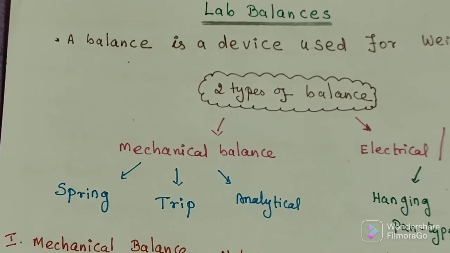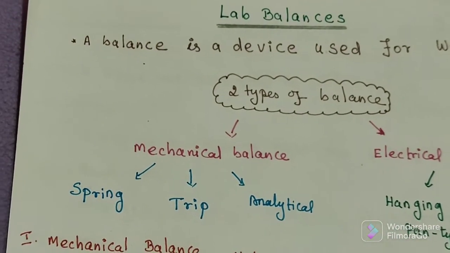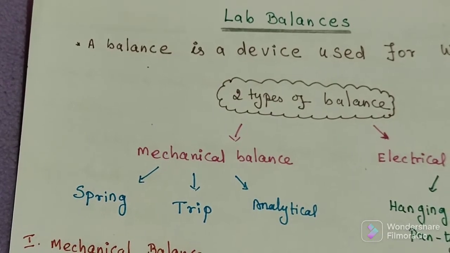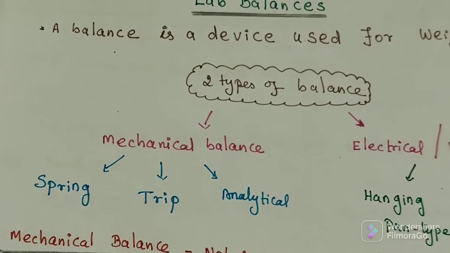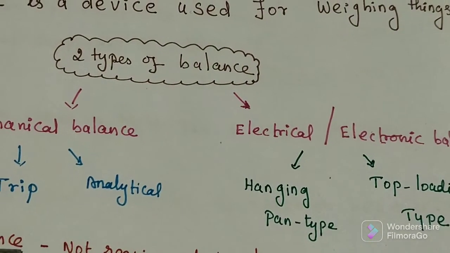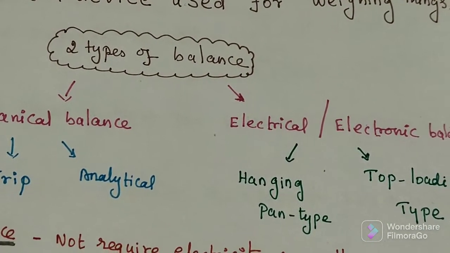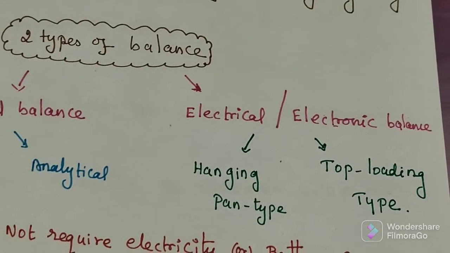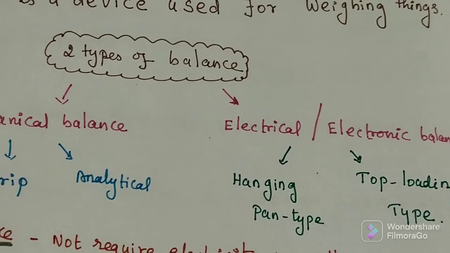The mechanical balance has three major types: spring balance, trip balance and analytical balance. The electrical and electronic balance further has two major types: hanging pan type and top loading type.